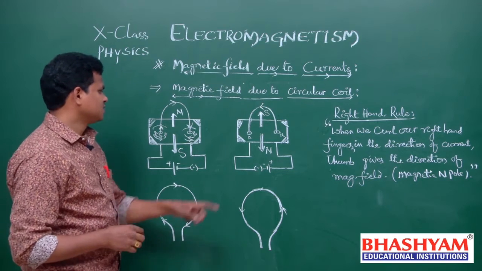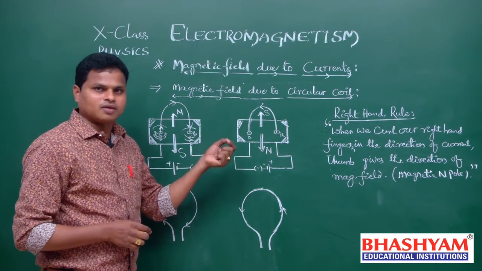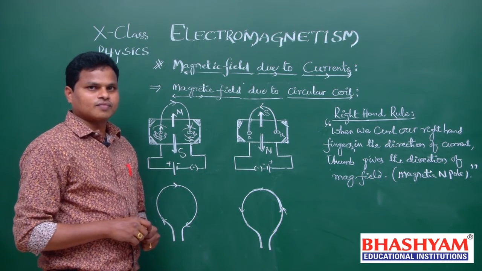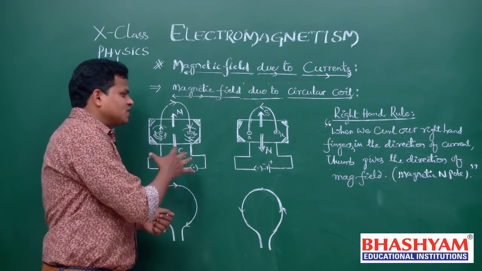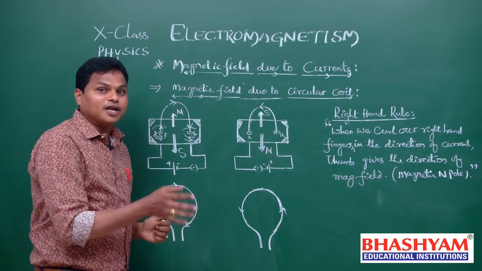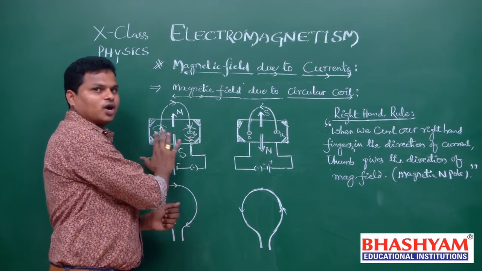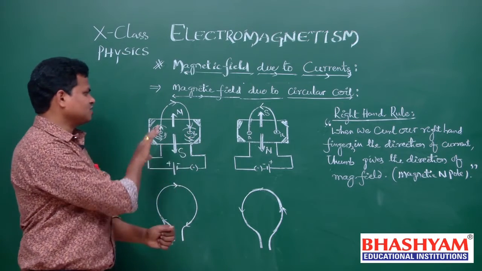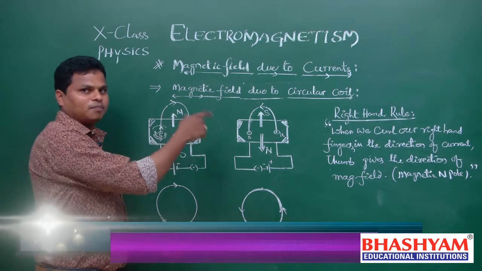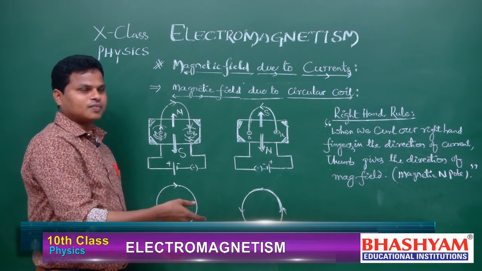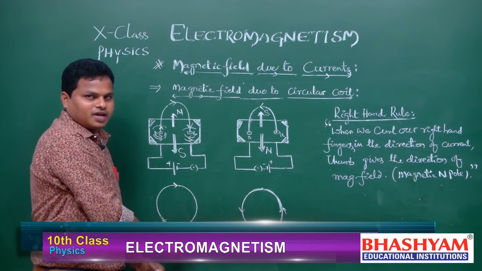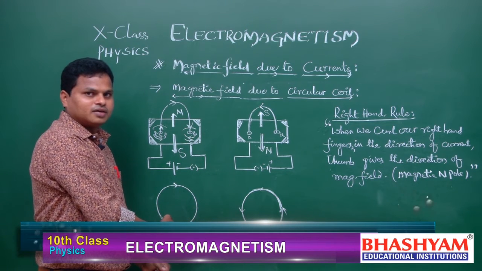Clockwise direction. Similarly, like that, you can say the direction of magnetic field at positions A and B in this situation. Now, what you understood is that the direction of magnetic field lines is perpendicular to the plane of the coil. For example, this is the coil, and the field lines are perpendicular to the plane of the coil. You can apply all these conditions in a similar way. Easy.